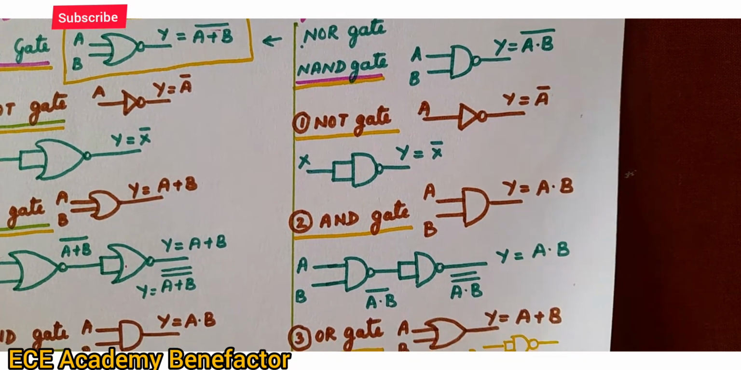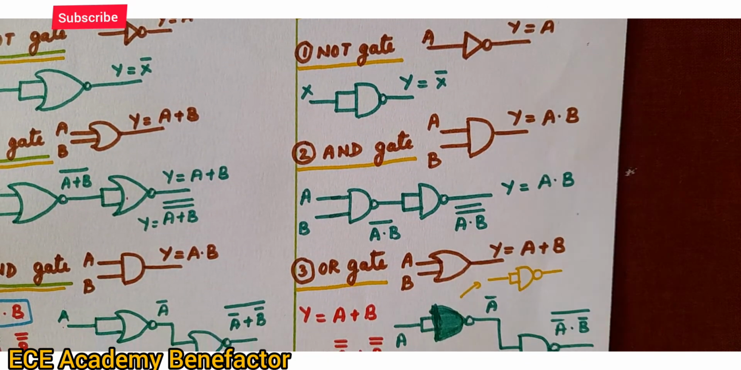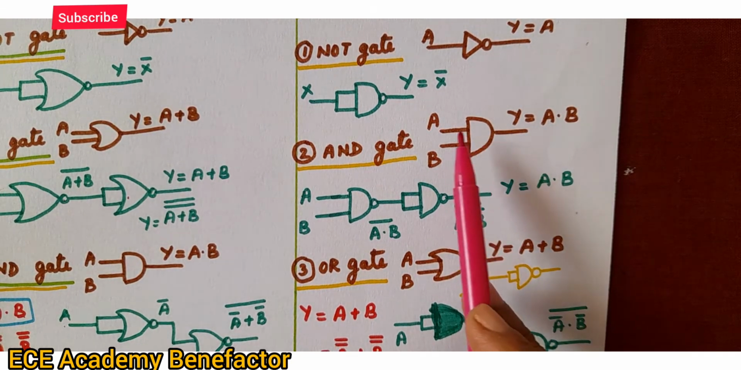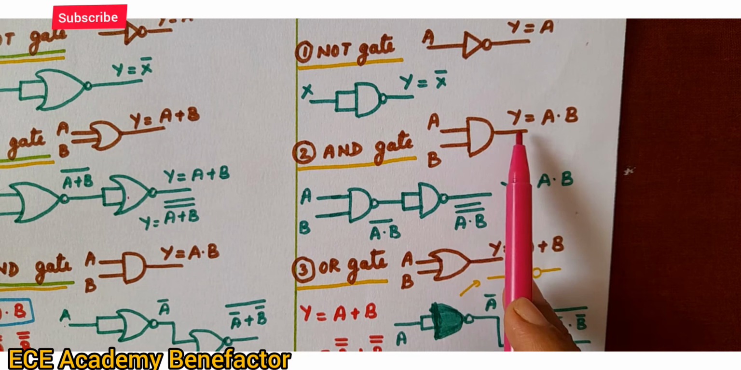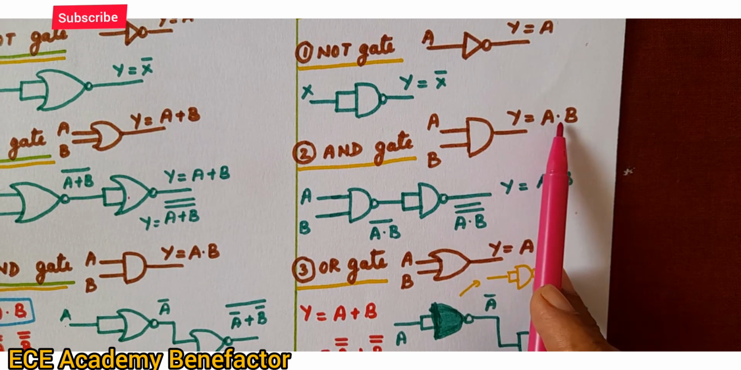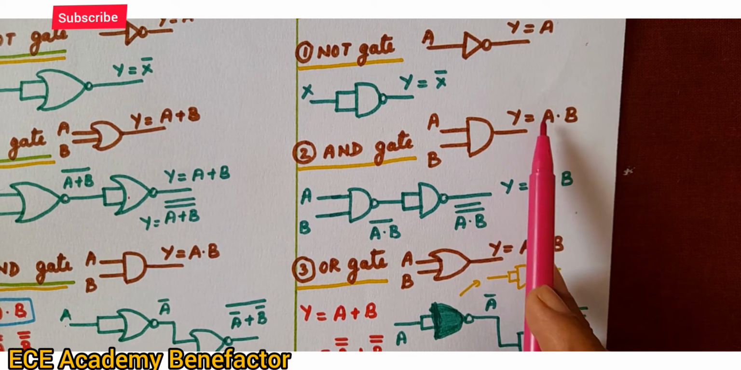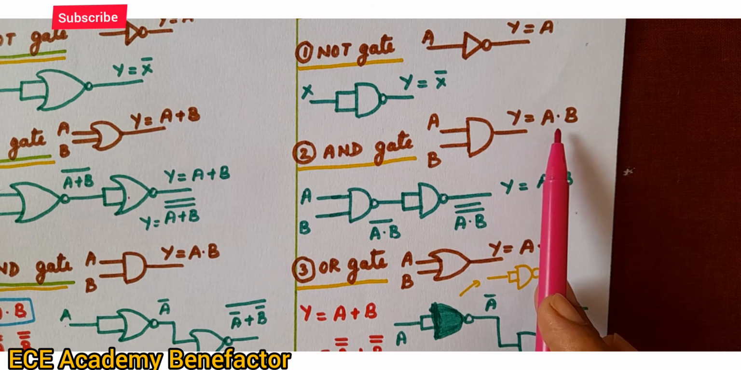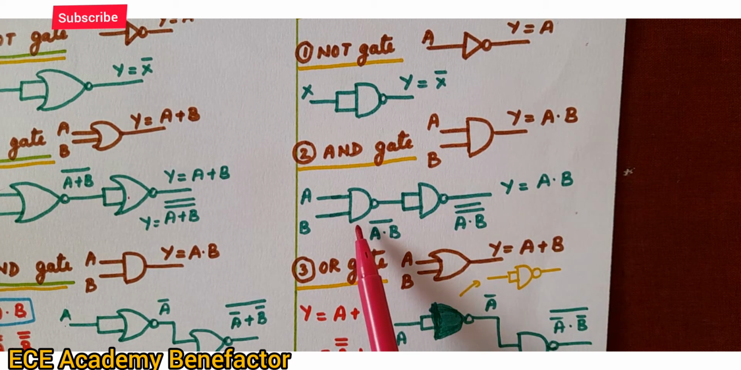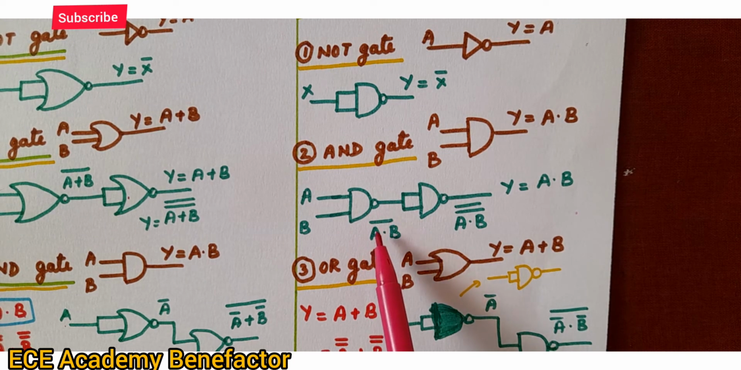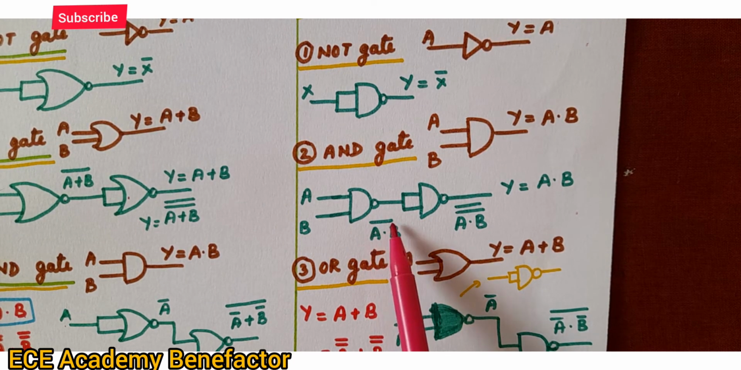Next, how the NAND gate can be used as an AND gate. This is the symbol of the AND gate. The inputs here are A and B. The output for an AND gate is equal to A dot B. We need the A dot B expression, and we have a NAND gate. So the NAND gate output will be A dot B the whole bar.